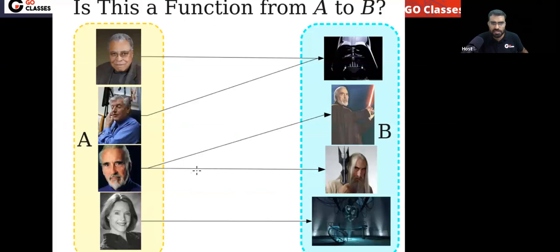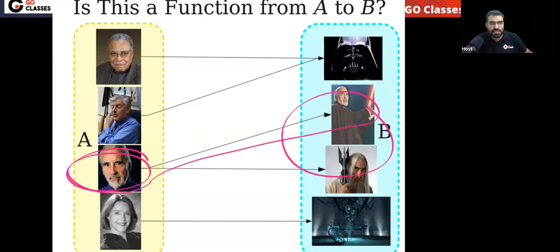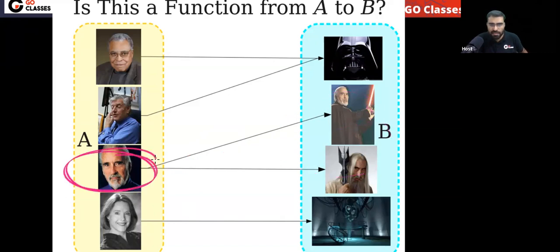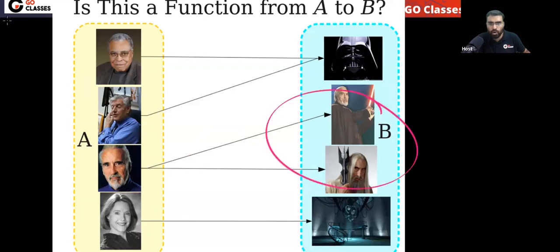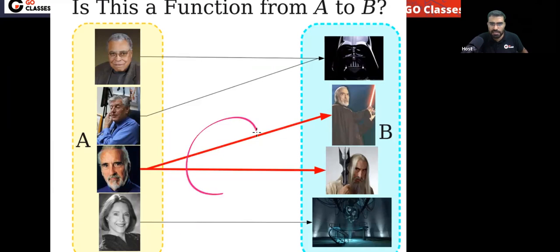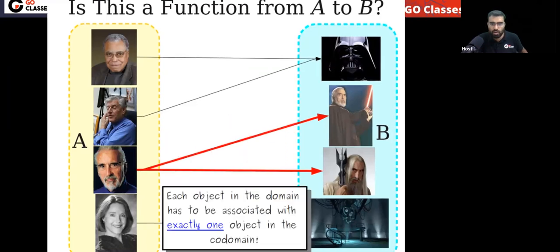What about this? Is this a function? From this domain to this codomain, is this a function? Please tell me. No, this is not a function. Why? Where is the problem? This is the problem, right? This element has more than one image in the codomain. This element is mapping to more than one element in the codomain. So very easily you can see that this is not a function.